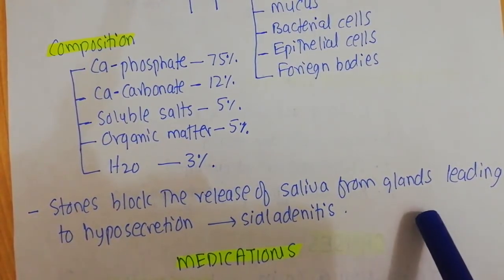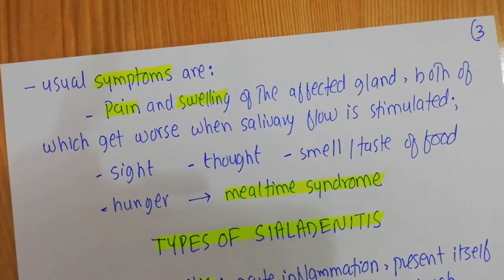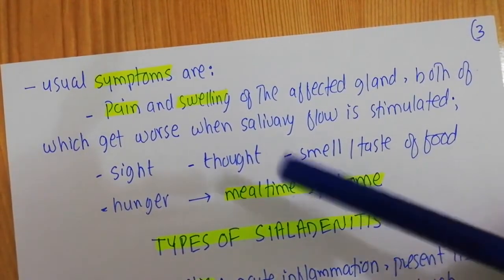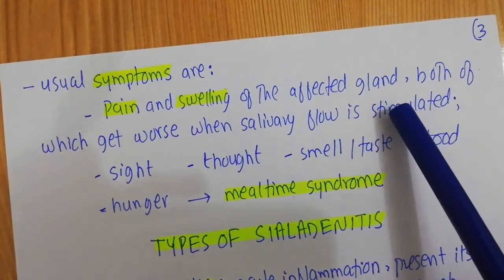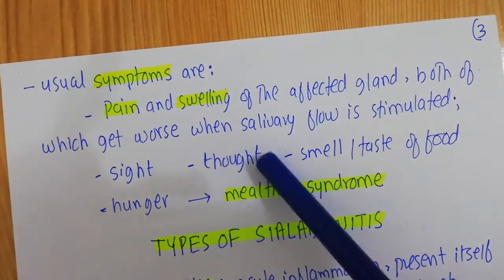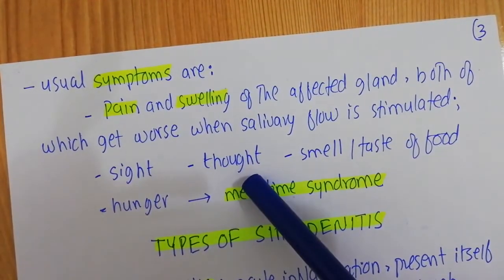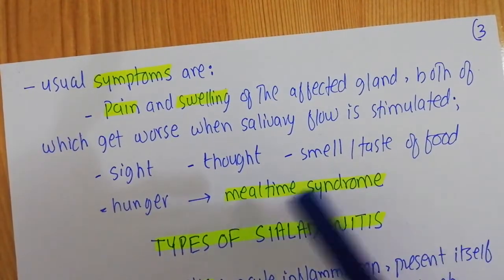and when the release of saliva from the salivary gland is stopped, that leads to hyposecretion, which leads to sialadenitis. Now if you talk about the symptoms of the stones that form in the ducts of the submandibular gland, the usual symptoms are pain and swelling of the affected gland, and both can get worse when salivary flow is stimulated. The stimuli for saliva are usually the sight of food, the thought of food, or the smell or taste of food, hunger.